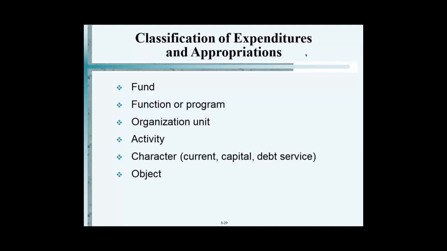You have the fund. How many different types of funds did we have? We had all kinds: general fund, special revenue fund, debt service fund, capital projects fund, permanent fund, enterprise fund, internal service fund. Those are our funds. Function or programs, we talked about that: police, fire, general government. Organizational unit, units that fulfill that function. So you could have public safety being run through two different departments. That would be your organizational unit.